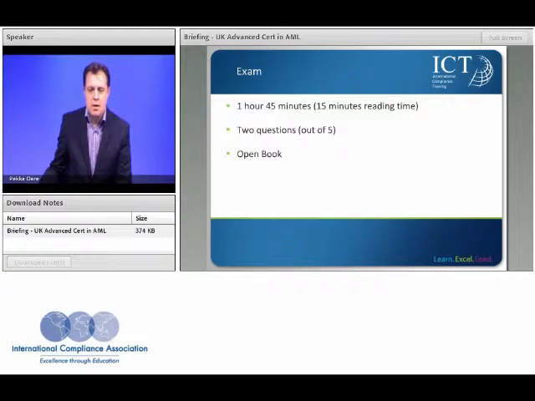The exam itself is 1 hour 45 minutes, of which 15 minutes is reading time, and you must answer 2 out of 5 questions. The exam is open book in nature, so you're allowed to bring any written material into the examination. That includes your own notes and answer frameworks as well as the course materials.